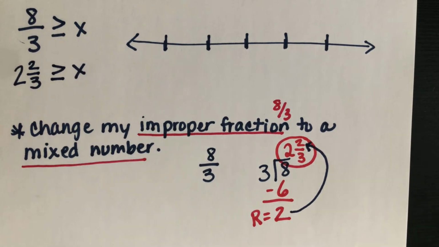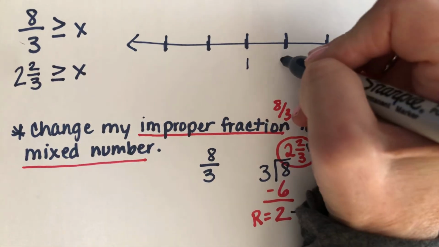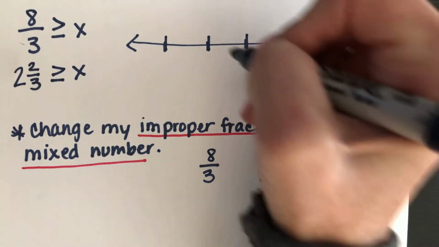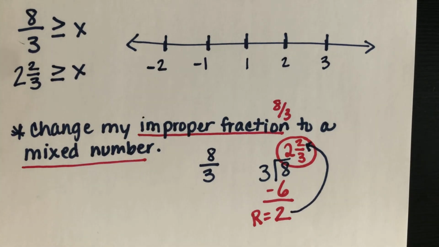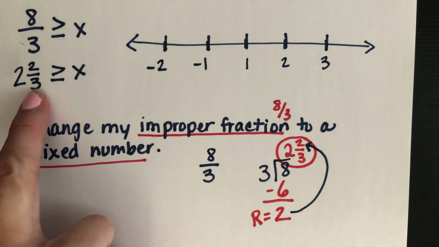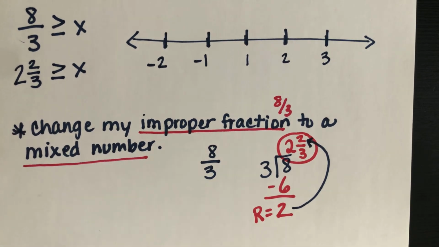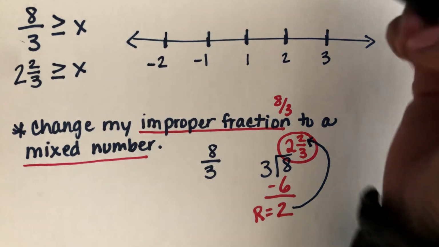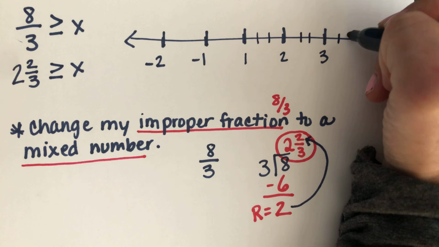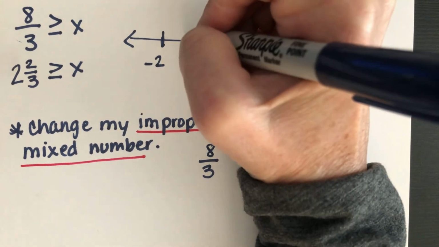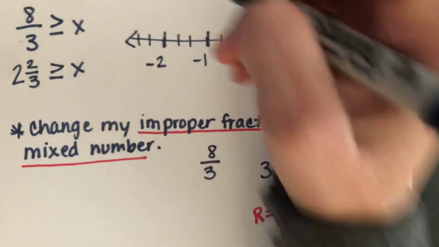All right, so now I have my little slash marks, right? And I have 1, 2, 3, and I'm going to put -1, -2. Go ahead and do that. And then since I'm doing a mixed number, so I'm doing a whole number of 2, and then I have 2/3 of that, I'm going to just make 2 little slash marks between each one, because I'm breaking it up into thirds.